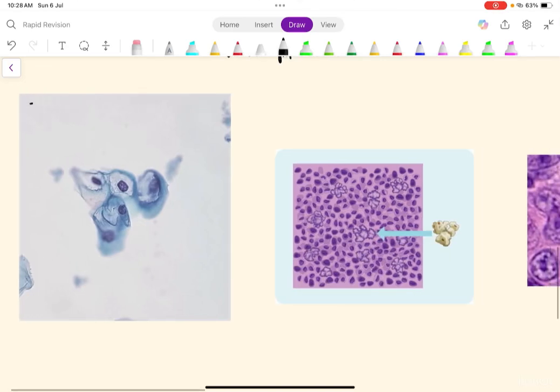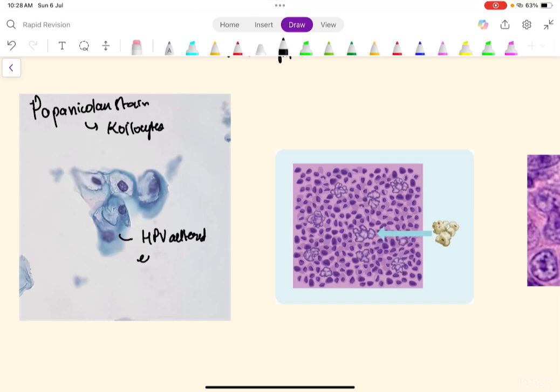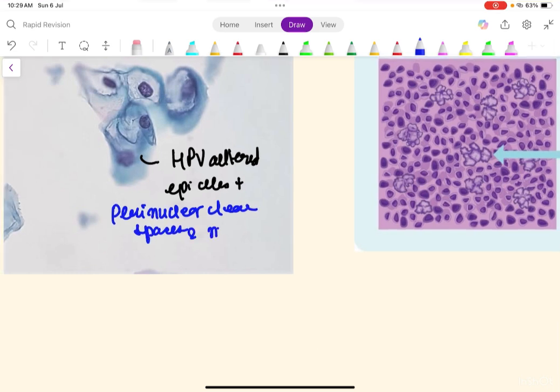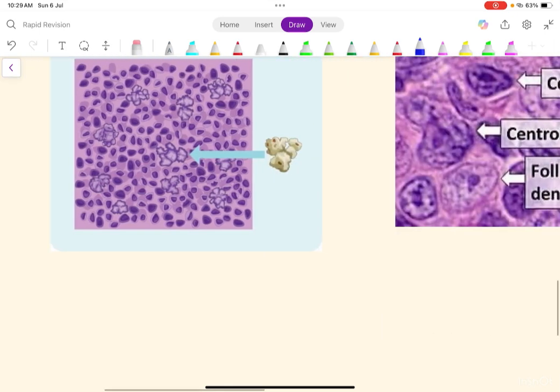Now this is a characteristic stain which is called the Papanicolaou stain. Now this stain is specifically used to stain koilocytes. Now these are nothing but the HPV altered epithelial cells with perinuclear clear spaces and nuclear pyknosis.